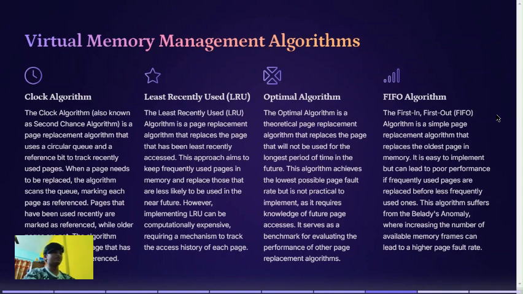FIFO algorithm. The first in first out algorithm is a simple page replacement algorithm that replaces the oldest page in memory. It is easy to implement but can lead to poor performance if frequently used pages are replaced before less frequently used ones. This algorithm suffers from Belady's anomaly, where increasing the number of available memory frames can lead to a higher page fault rate.